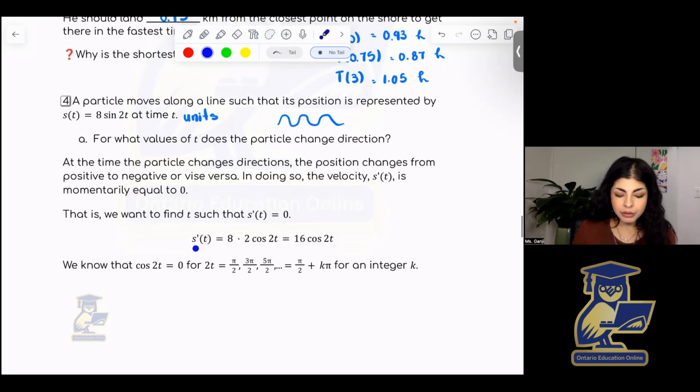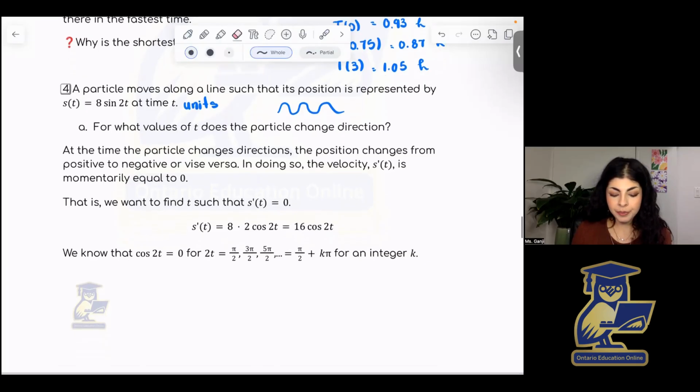So solving first for the derivative function s prime of t, we have that this is equal to 8. This is our constant multiple. And then 2 cosine of 2t. And the 2 here comes from 2t because this is a chain rule. And the derivative of sine is just cosine. So that's why we have cosine of 2t. And then again, this 2 is from chain rule. And so just simplifying this now, this is written as 16 cosine of 2t.